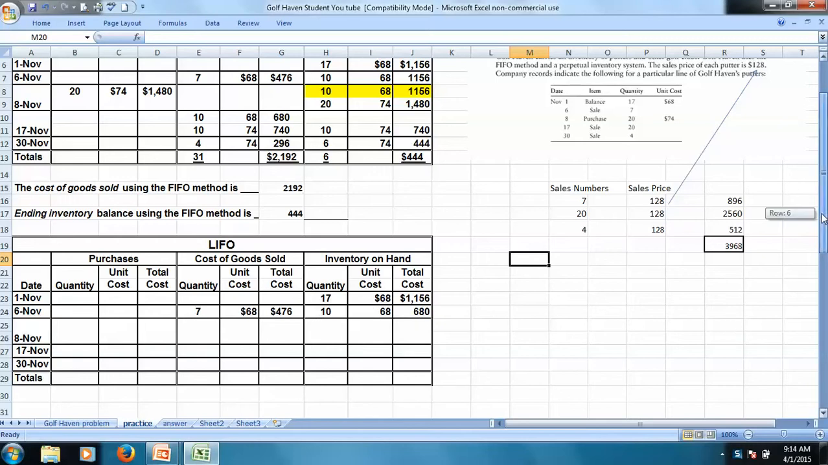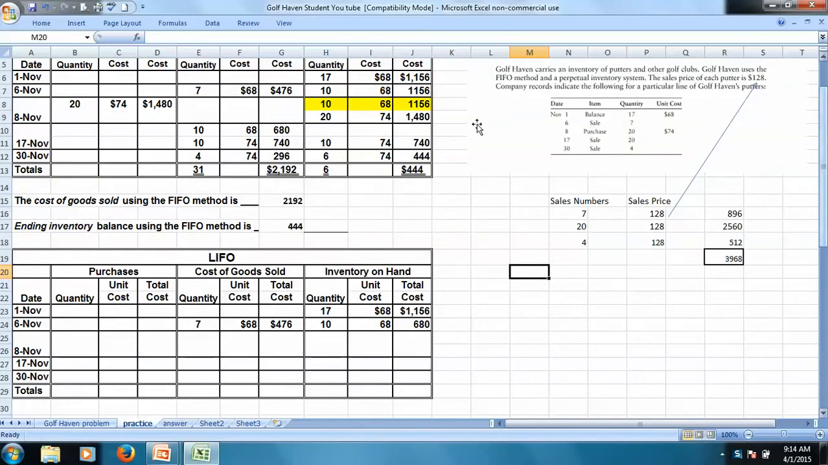So when there's only one layer of inventory, whether it's FIFO or LIFO, it stayed the same. It's only when you have multiple layers of inventory that you have to calculate which inventory went out the door. And that's going to happen on November 8th. We're going to create a new layer of inventory because on November 8th, we are buying 20 putters. We are still paying $74 a putter, and it still costs us $1,480.